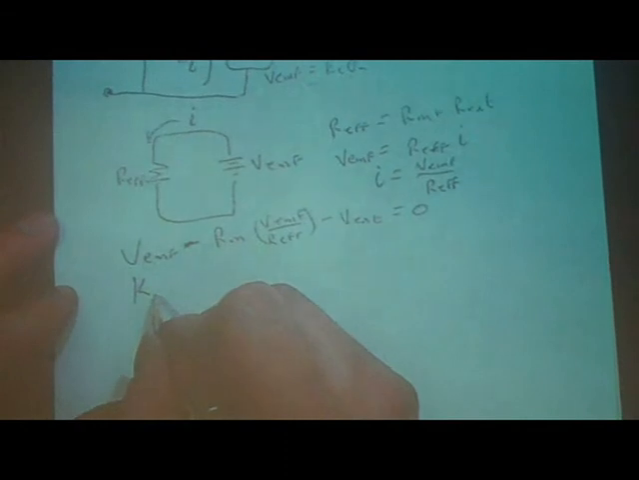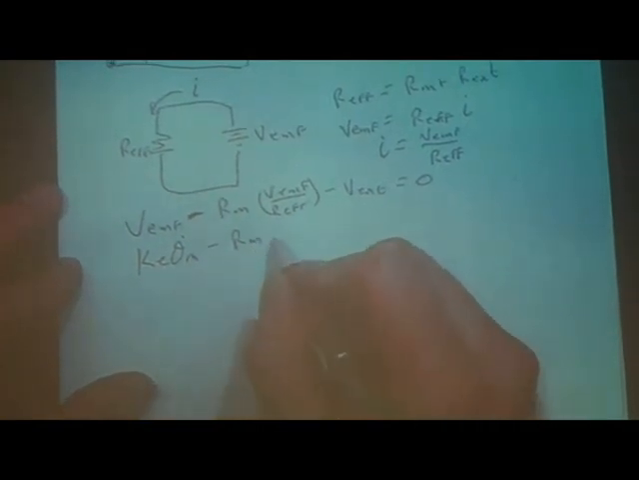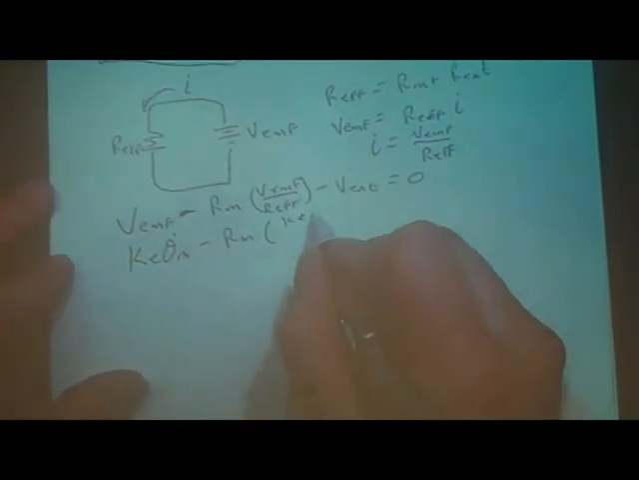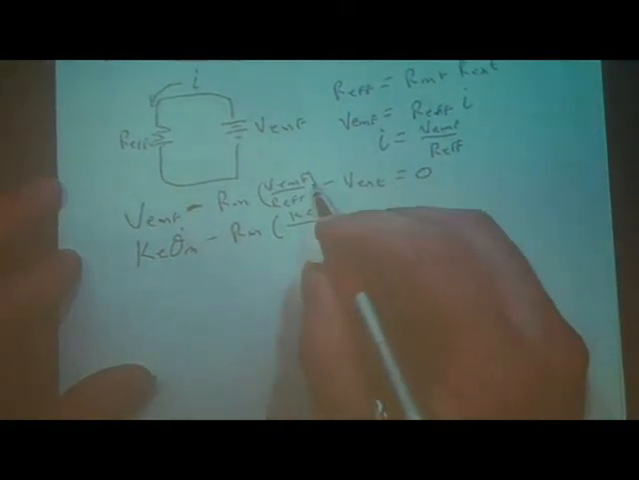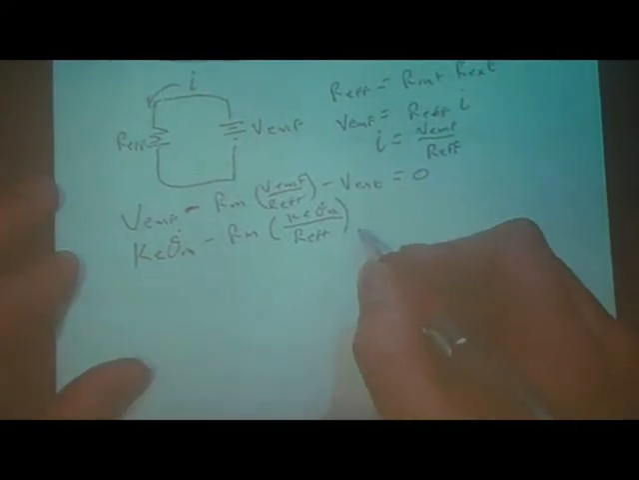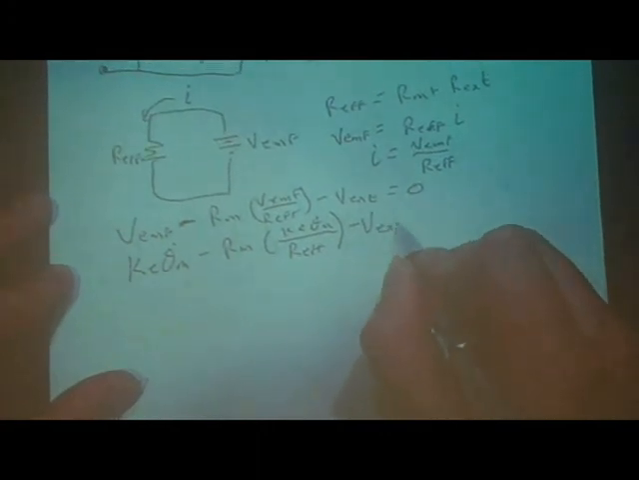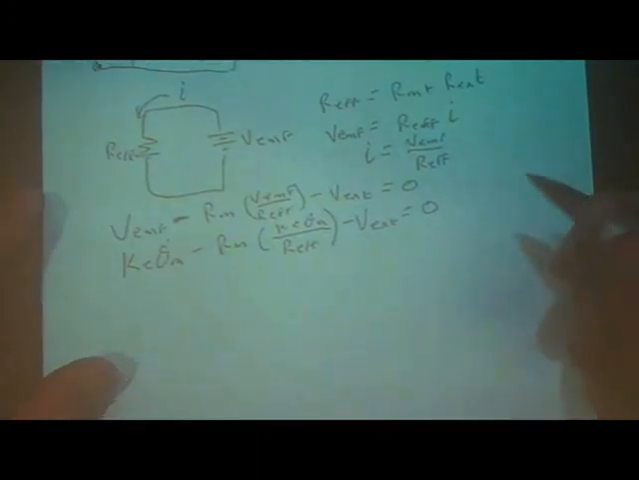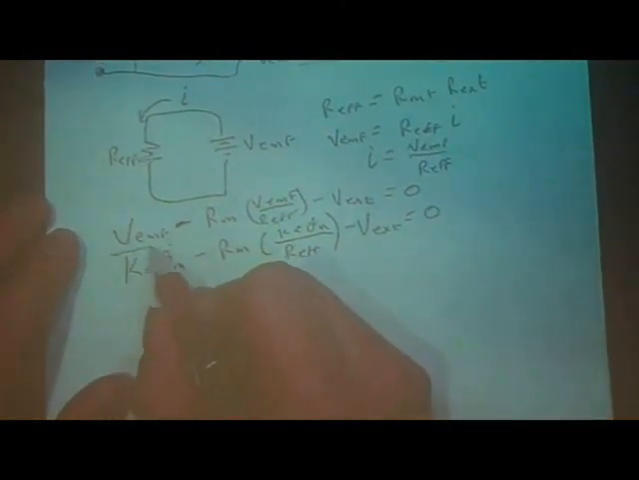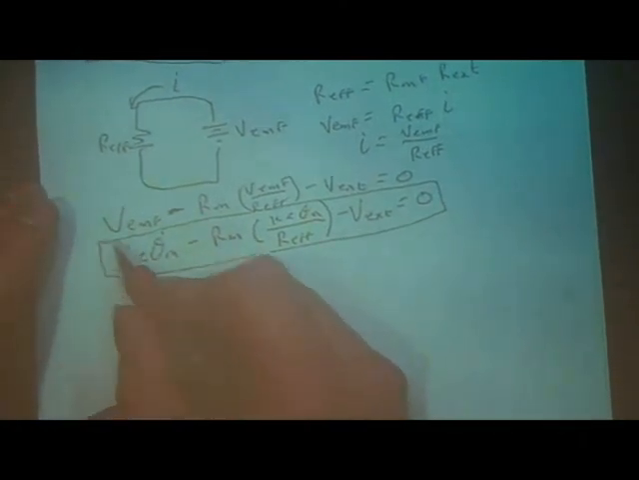And then we know from the original equation that VEMF equals KE theta M dot. So then you can plug that in and you got KE theta M dot minus RM times KE theta M dot over R effective, which is effective resistance for the whole circuit, minus VEXT is equal to 0. So then that is the final governing equation for this particular circuit. How's that look, Mickey?